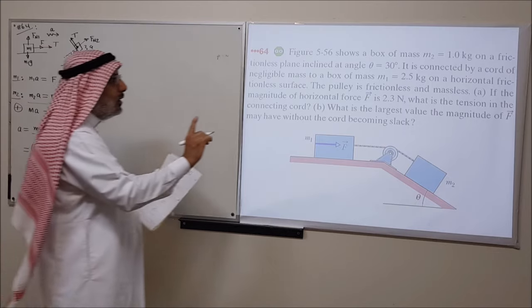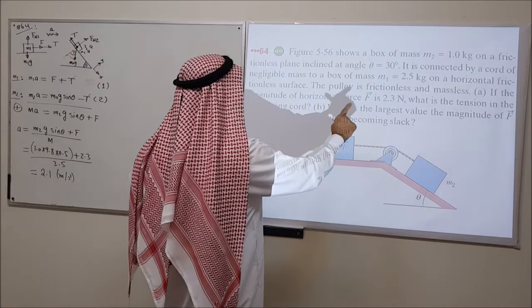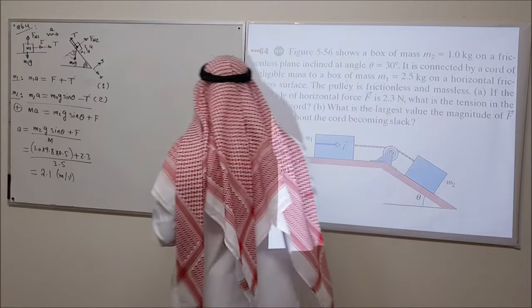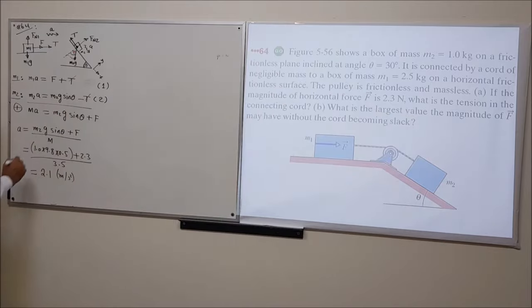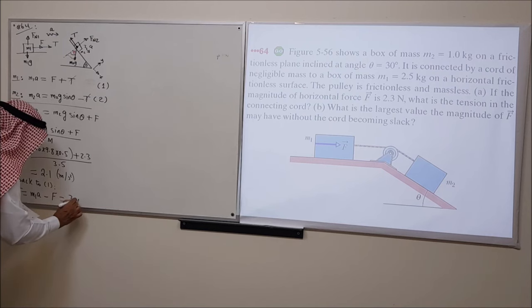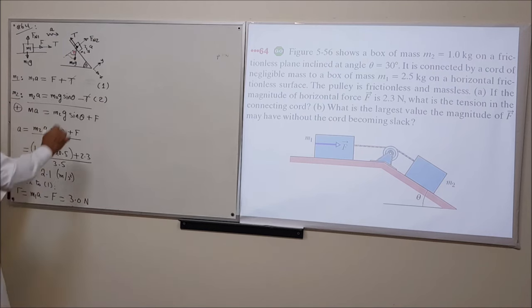What do we want? We want the tension, T. So go back to equation 1, from which you can see that the tension is equal to, take this to the other side, M1A minus the applied force F. We found the acceleration there. We know what is M1 and F. So substitute, and you will find that the magnitude of the tension is 3 newtons. Okay.